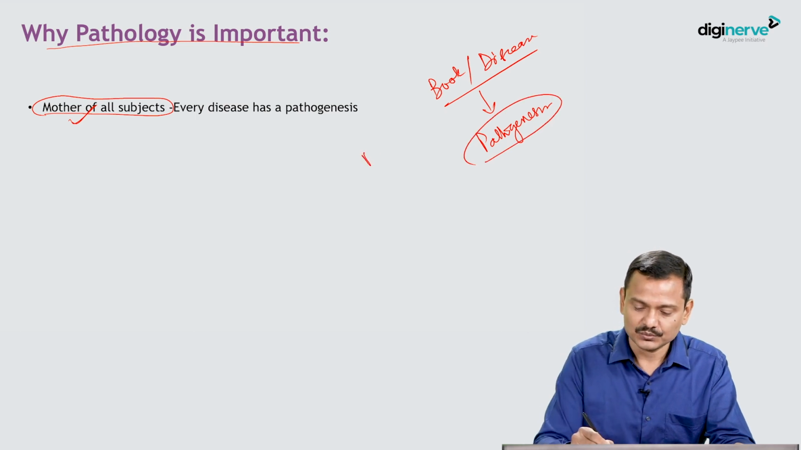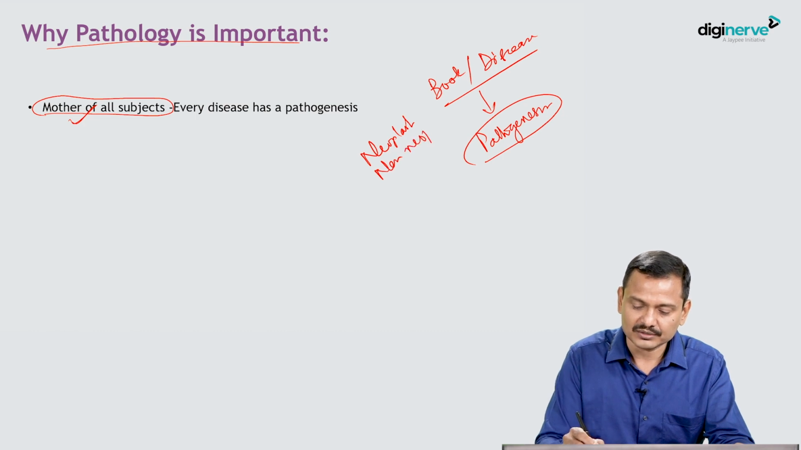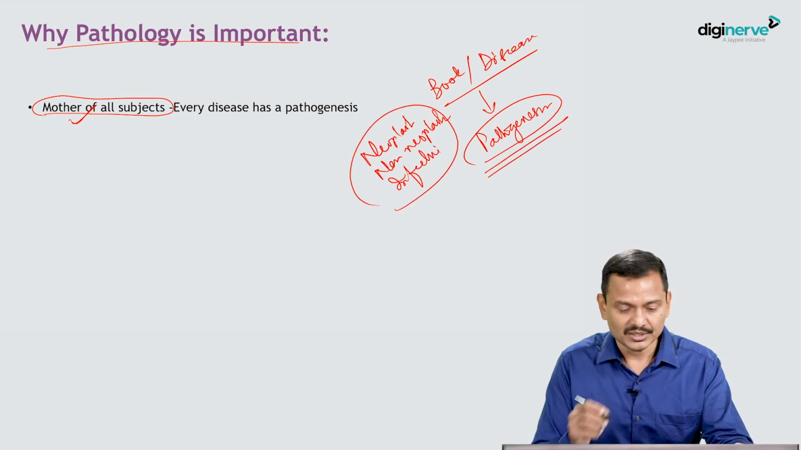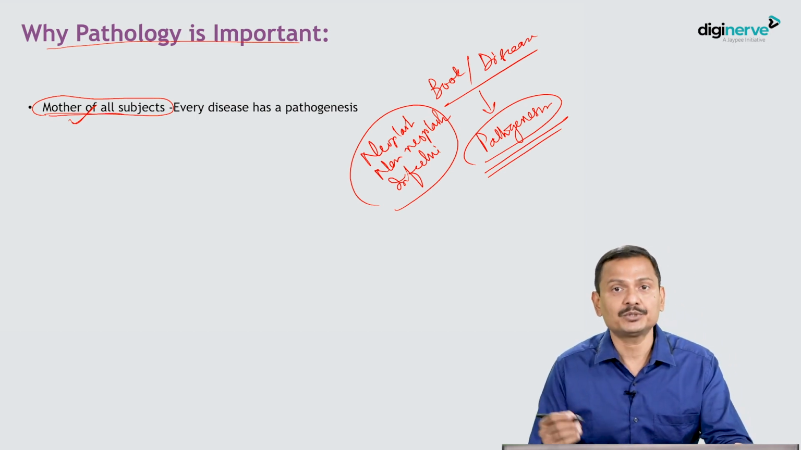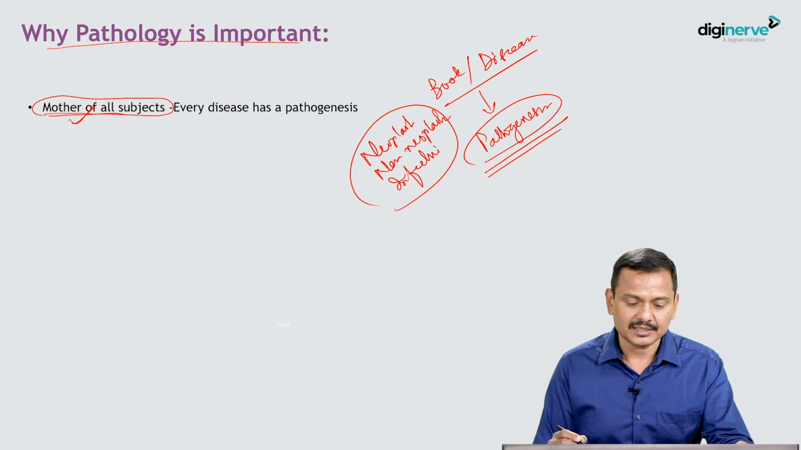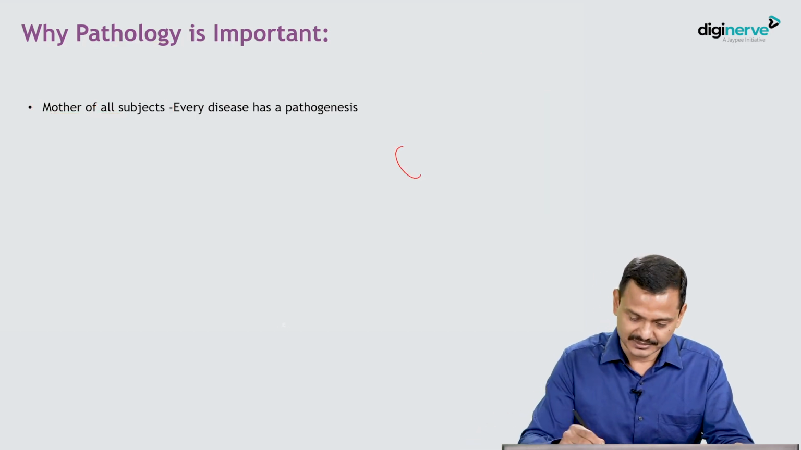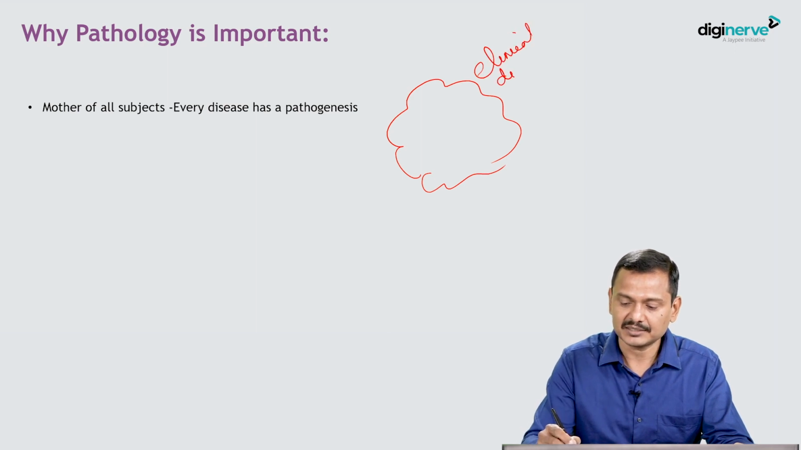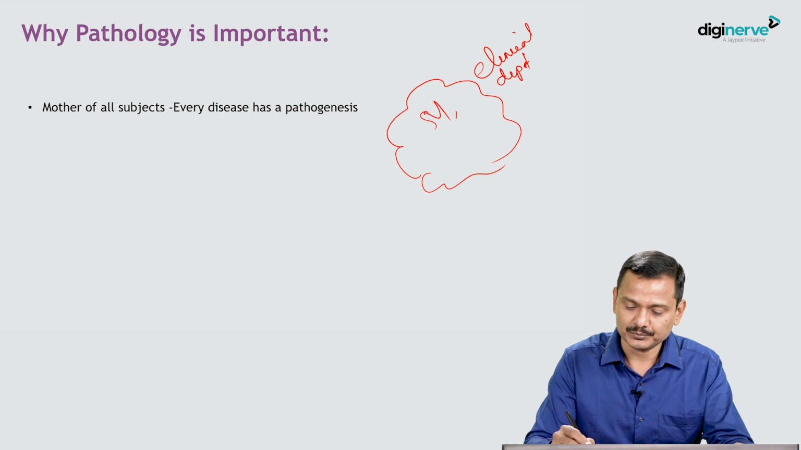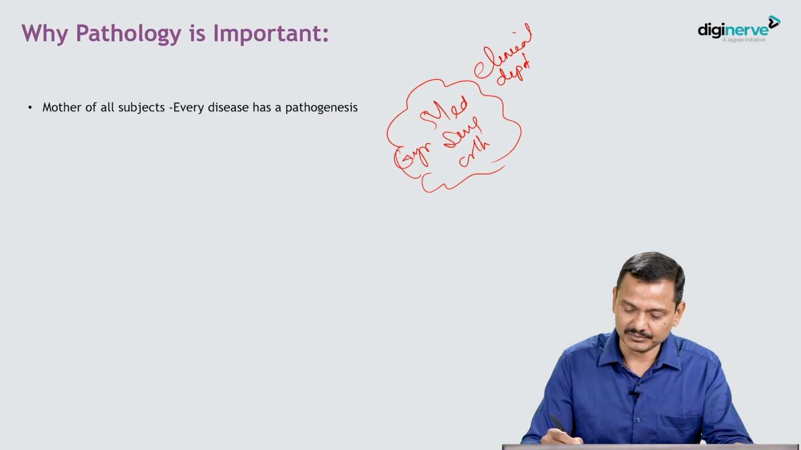You name this disease, whether it is neoplastic, non-neoplastic, or of infective etiology, every disease will have a pathogenesis. So that is why it is called the mother of all subjects. You may put it this way, that we take the clinical departments as the leaves. This is the clinical department, like medicine, surgery, orthopedics, gynae. You can put n number of departments.